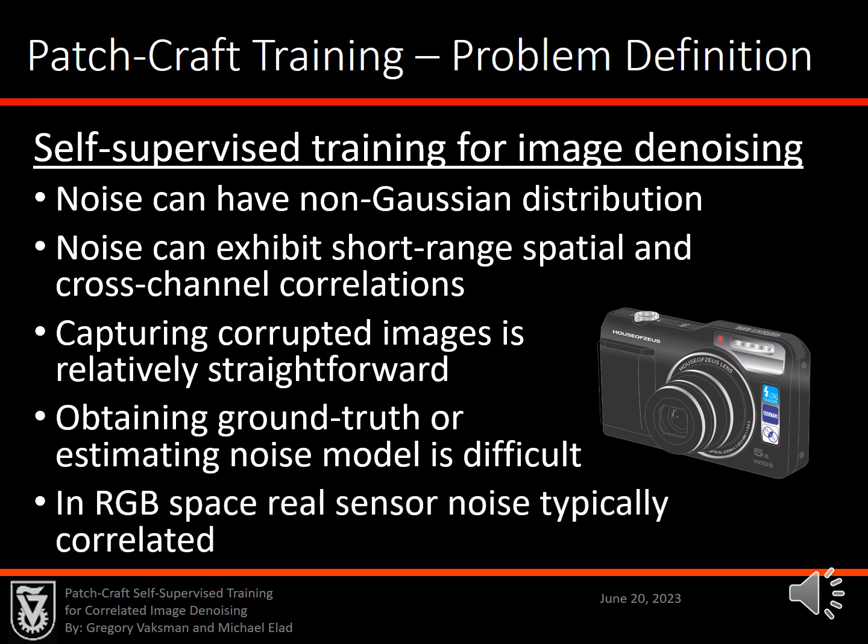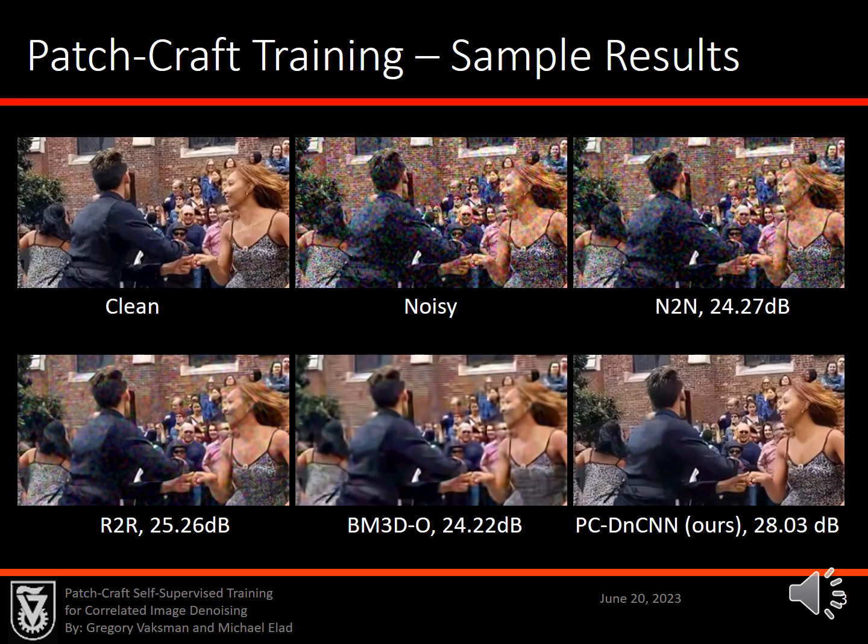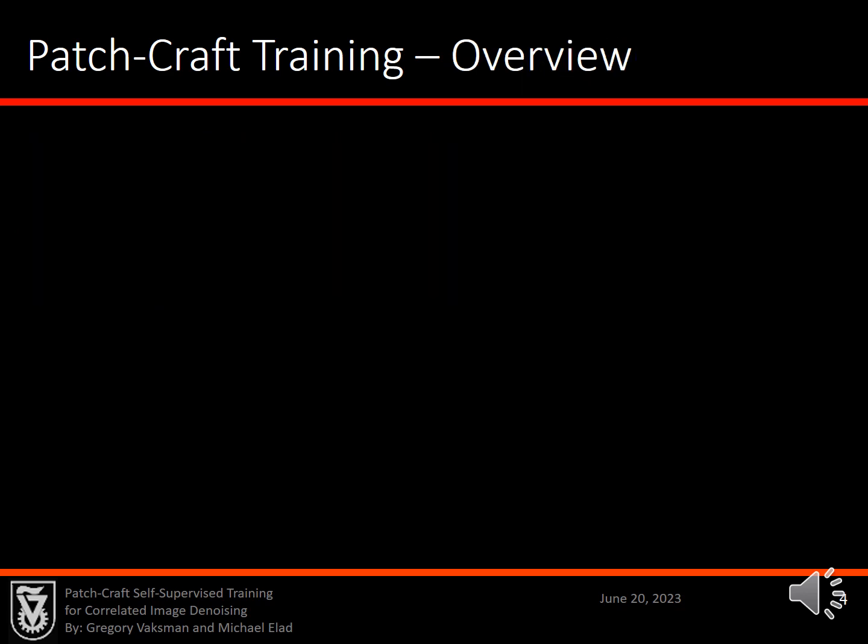In RGB space, real image noise is typically correlated. Our training scheme achieves outstanding denoising performance, surpassing the competitors by a large margin. Let us dive into the details.